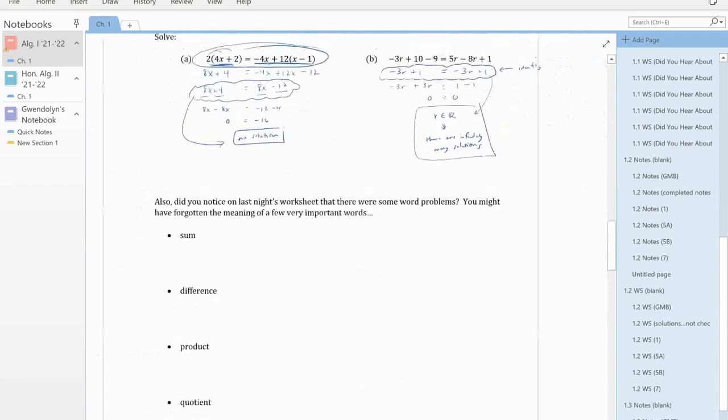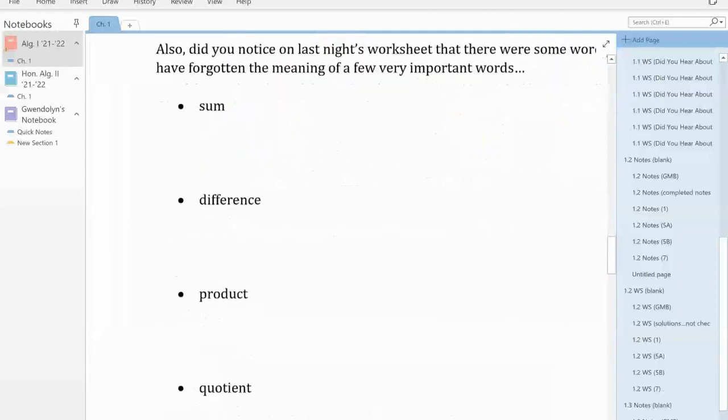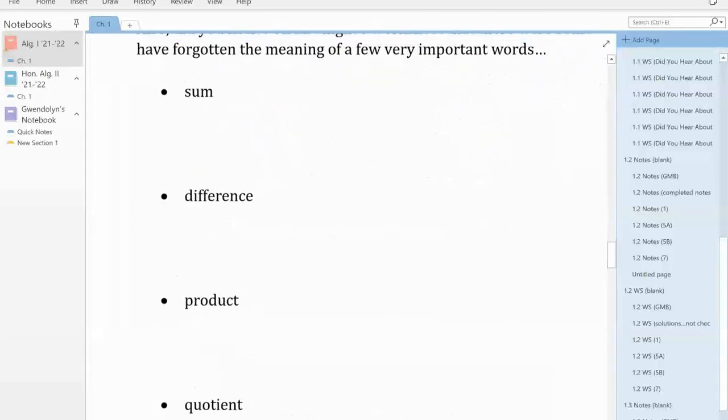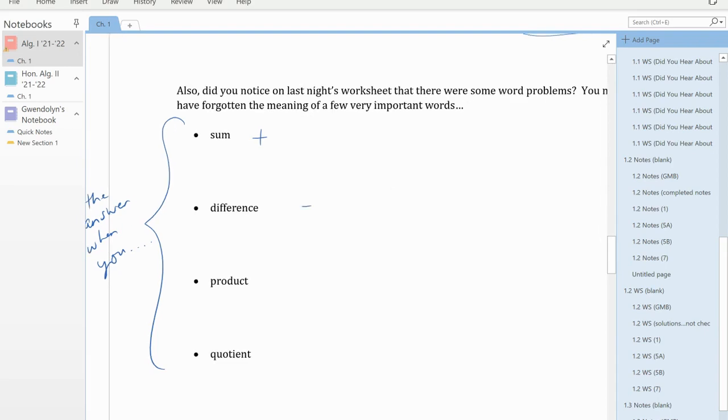Okay. And then just a couple more things. This was actually on your homework last night. So I threw it on there just to see if you remembered what it is. Every single thing that I talk about, it's the answer when you... Okay, so if I'm saying, what's a sum? It's the answer when you add numbers up. What's a difference? It's the answer when you subtract. What's a product? It's the answer when you multiply. What's a quotient? It's the answer when you divide.